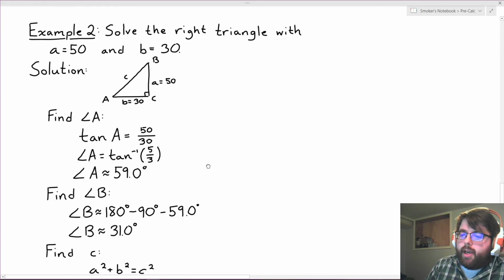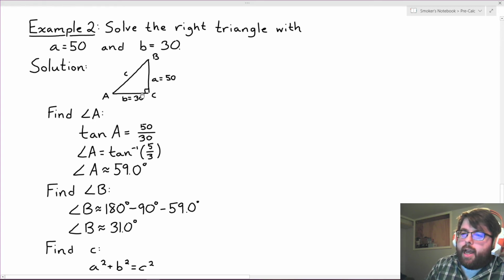Finding C, okay? Finding C. Now that we know these two angle measures, you might be tempted to use trig functions. This is where I would not advise you at all to use trig functions to find C. So for instance, I know this angle A is approximately 59 degrees. Opposite over hypotenuse is sine. Do not do sine of 59 equals 50 over unknown because you're using a rounded answer here.